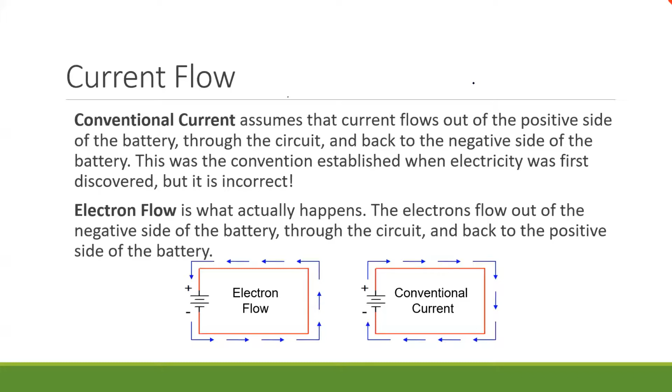Electron flow is what actually happens. The electrons flow out of the negative side of the battery and go into the positive side of the battery.